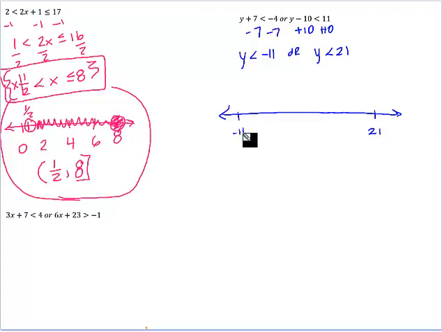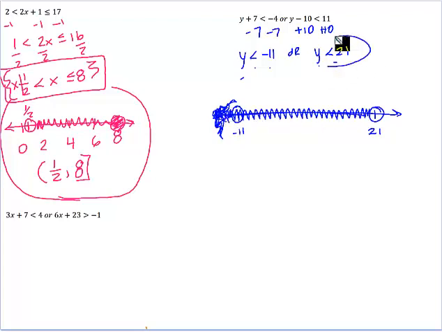Now before you put anything in between here, let's just look and see what happens. If y is less than negative 11, it's an open circle at negative 11 going to the left. If y is less than 21, it's an open circle at 21 going to the left. And now what do you notice? Suddenly negative 11 becomes included, and the only thing that really matters here is that we are less than 21. So this is actually the only solution that would describe this number line we just drew.